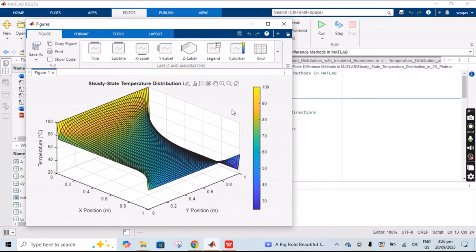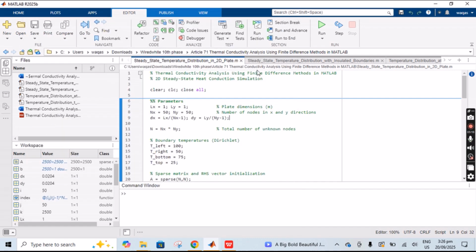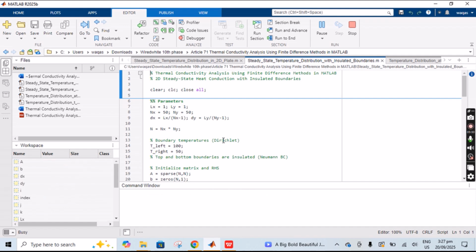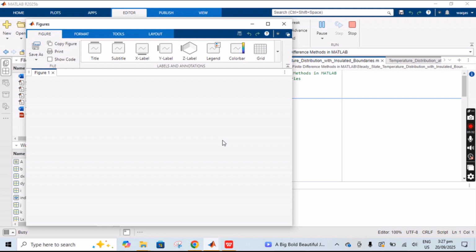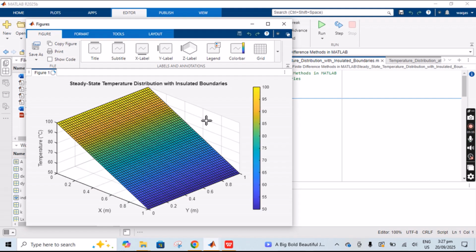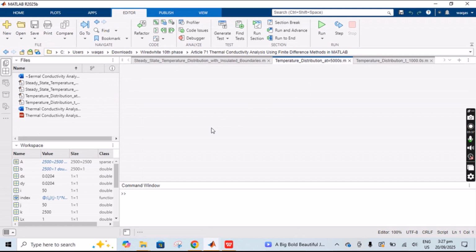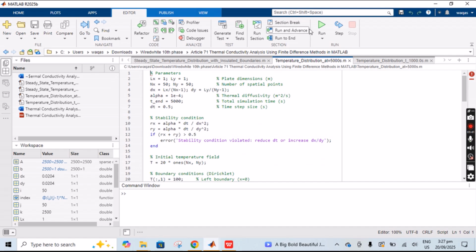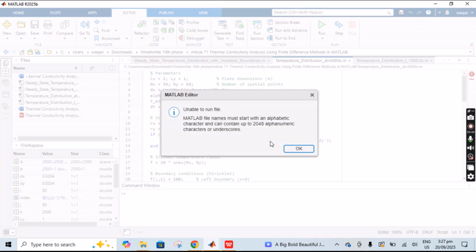Okay, see, this one is basically the steady state transient temperature distribution of a 2D plate. Then we run the second one. Basically, this one provides the finite difference method with 2D steady state heat conduction with insulated boundaries. Yes, this one is a graph. Next one is the temperature distribution with 5000.